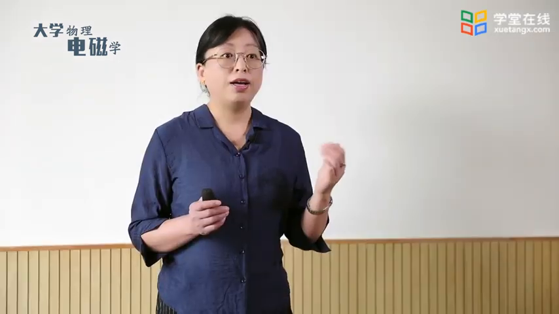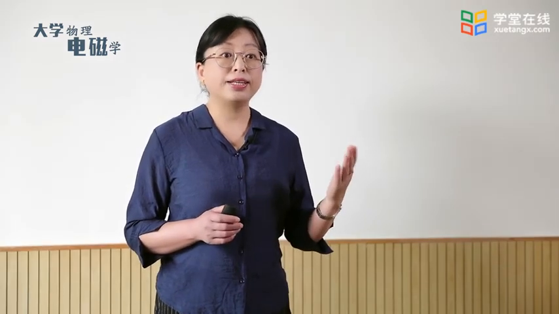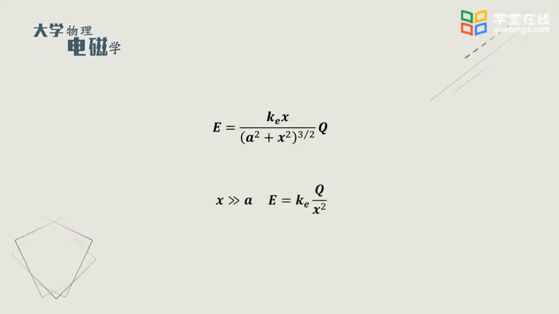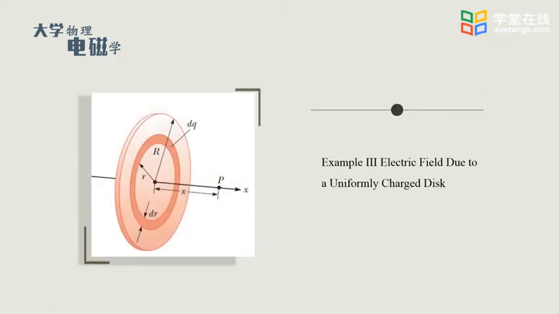When x is much larger than r, where the point is very far away from the ring, we cannot see the ring shape of the charge. In this case, the ring acts like a point charge. Therefore, the expression reduces to this one, which is exactly the form of the field produced by a point charge. Okay, let me give you one more example.